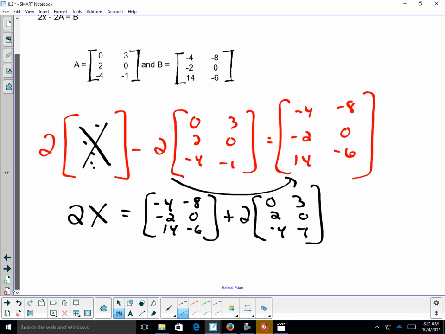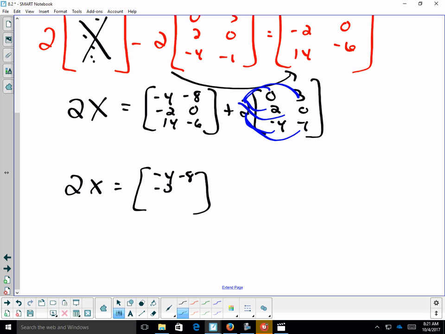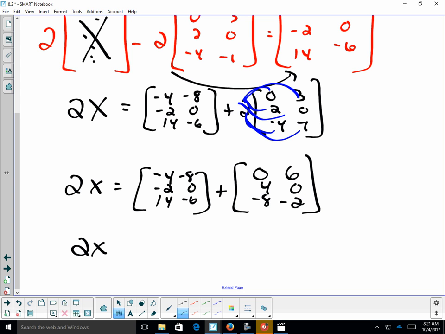So when I do that, I'm going to distribute my 2. And when I'm talking about distributing my 2, I'm talking about distributing this 2, this scalar multiply. I'm going to multiply everything inside this matrix by that 2. That looks very messy. Sorry about that. So when I multiply everything in this matrix by 2, I'm going to have 0, 6, 4, 0, -8, -2. Now I'm going to add these two together.